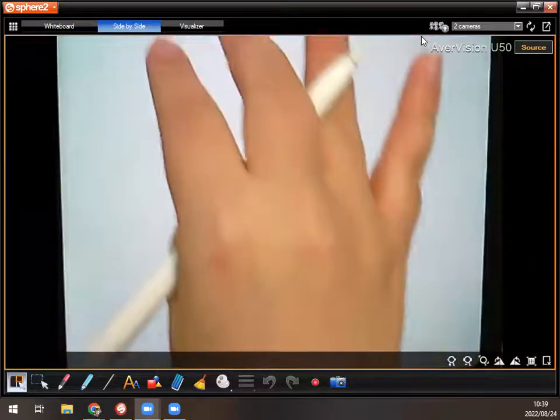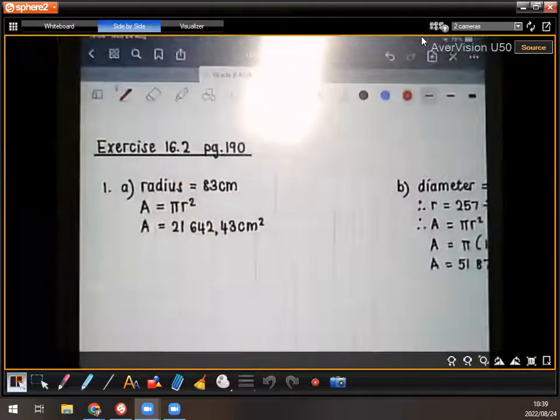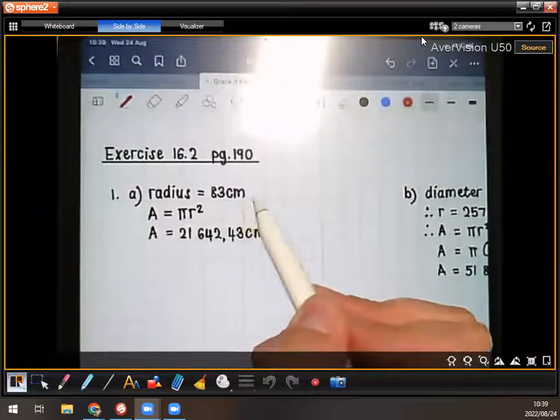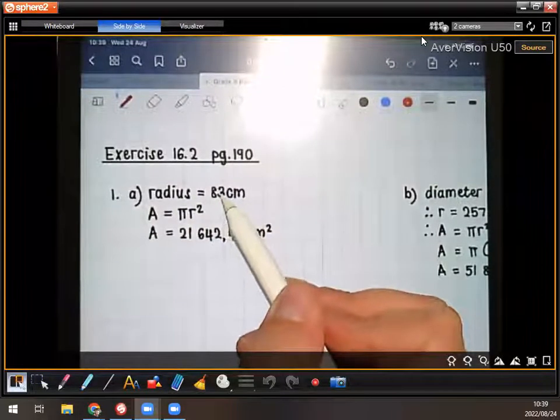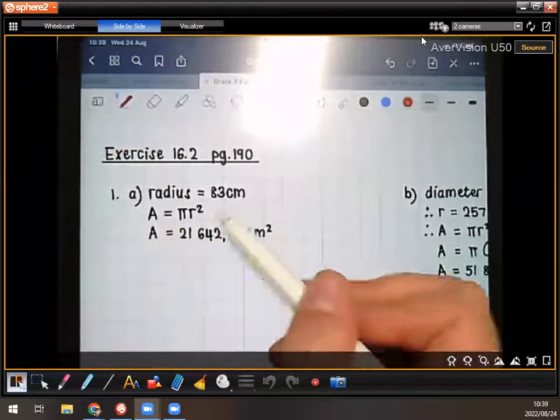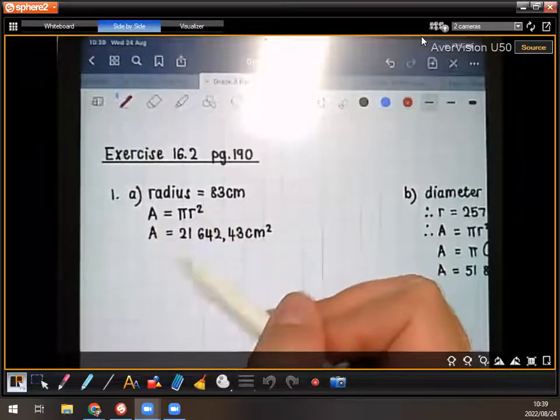Okay, next. Exercise 16.2. They ask you to find the areas now. So I'm going to 16.2 on page 190. Remember, you guys calculated the circumference of this question the previous day. All right, so you didn't do circumference again. Just have to find the area. So for 1A, they told you that the radius was 83. And your area formula that you have to know all by heart, very important, pi times radius squared.